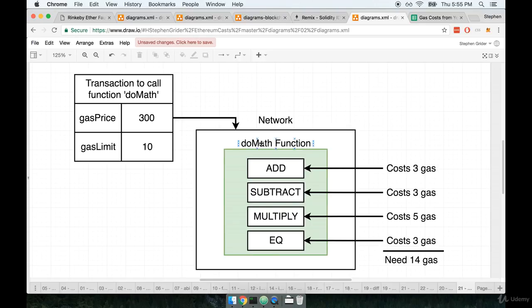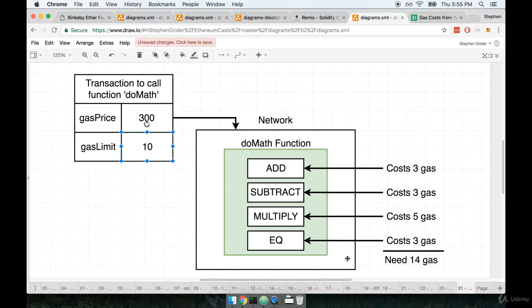It would invoke our doMath function, and then all the lines of code inside of doMath would start to execute. First, we would run the addition function. Okay, that costs 3 gas. Then subtract. Okay, that's another 3. Multiply, that's 5. Equality of two numbers, that's another 3. So in total, we would have needed 14 units of gas for that transaction. But we said that we were only willing to spend 10.